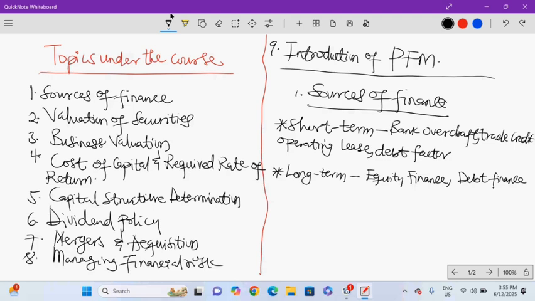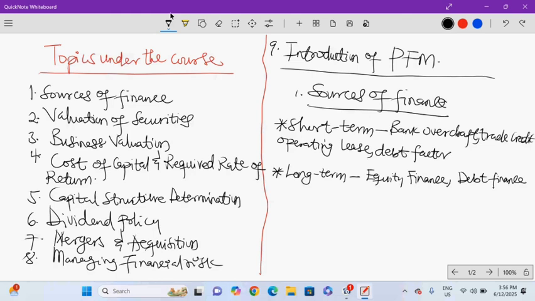Then we have the operating lease. Usually, instead of buying an asset, you can lease the asset for a number of periods. Instead of buying a long-term asset for your business, you may decide that you don't have enough cash, or your resources are not enough. Therefore, you would rather get the assets on an operating lease, which is a short-term lease. So in effect, it's a form of finance to the business, and also the debt factor, as I had earlier explained. Then under the long term, you have the equity finance and the debt finance.